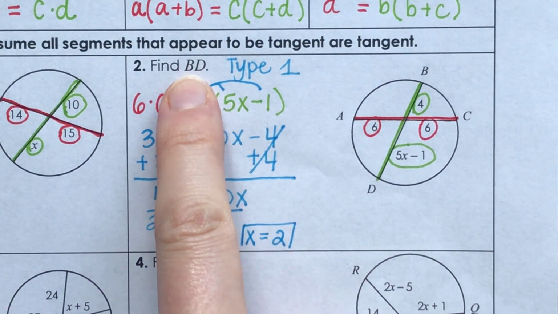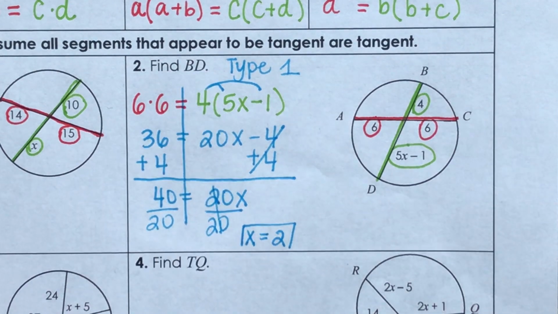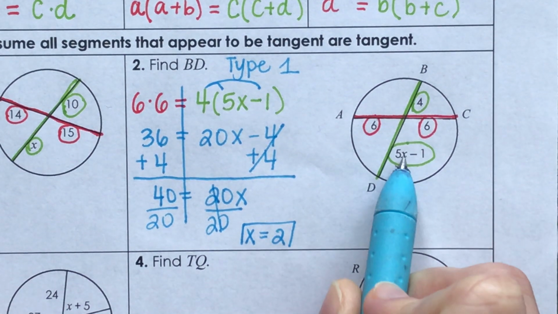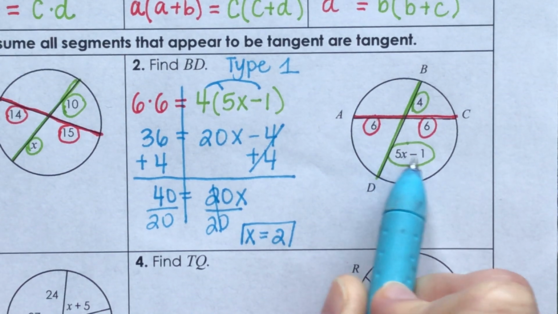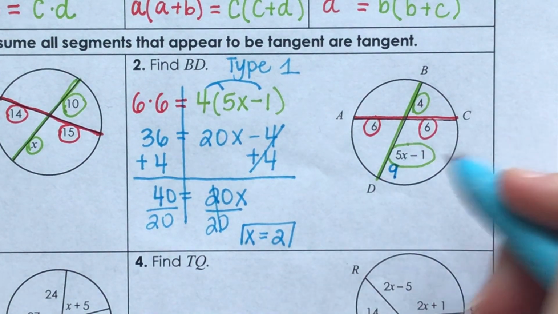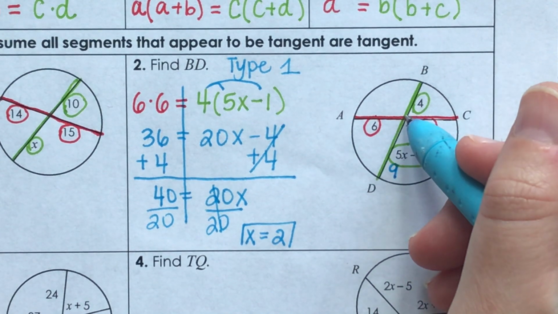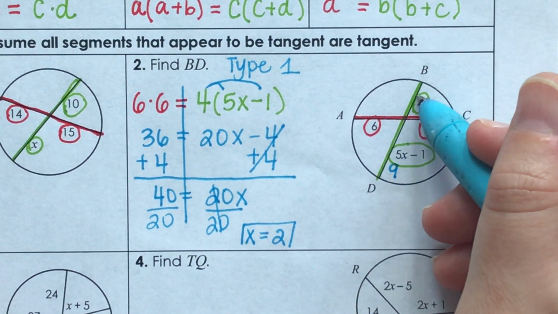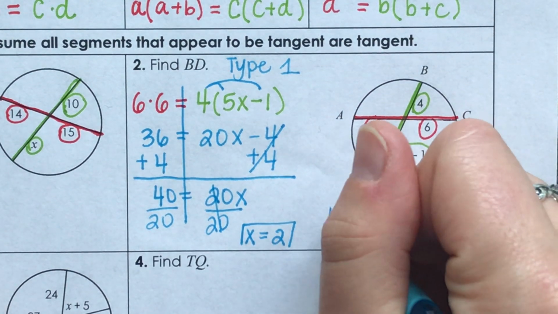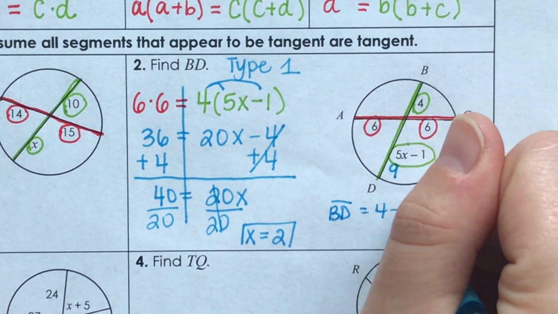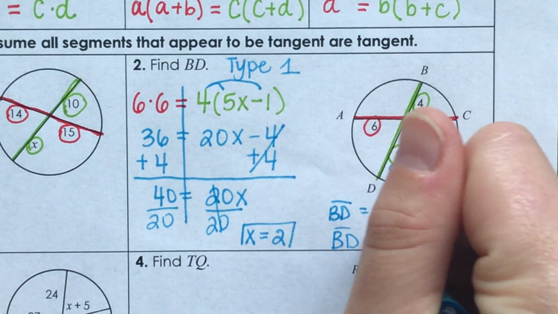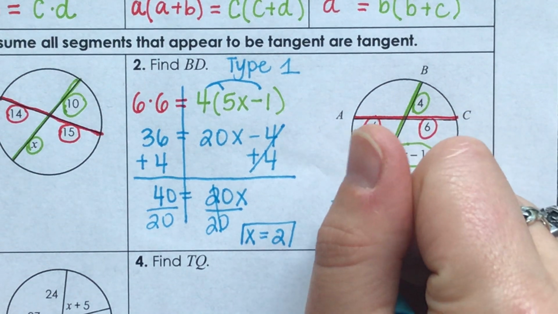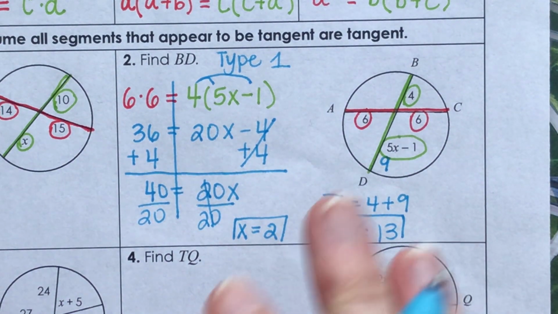That's great, but the question asks me to find BD. Okay, so I'm going to take the 2 and plug it in over here to this x, right? So 5 times 2 is 10, and 10 minus 1 is 9. So this length right here is 9. The whole length of BD would be 4 plus 9. And if I add 4 plus 9, I get that BD is equal to 13. Okay.